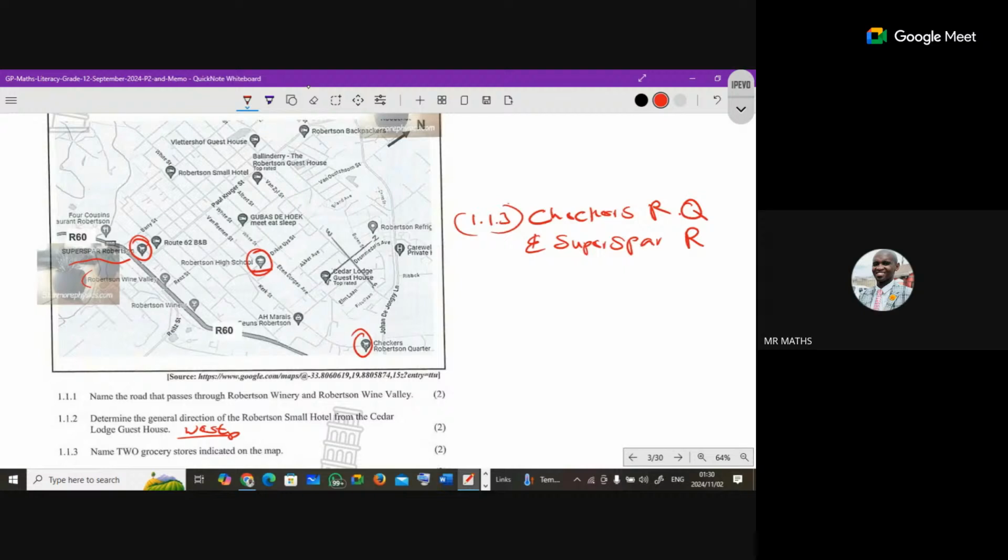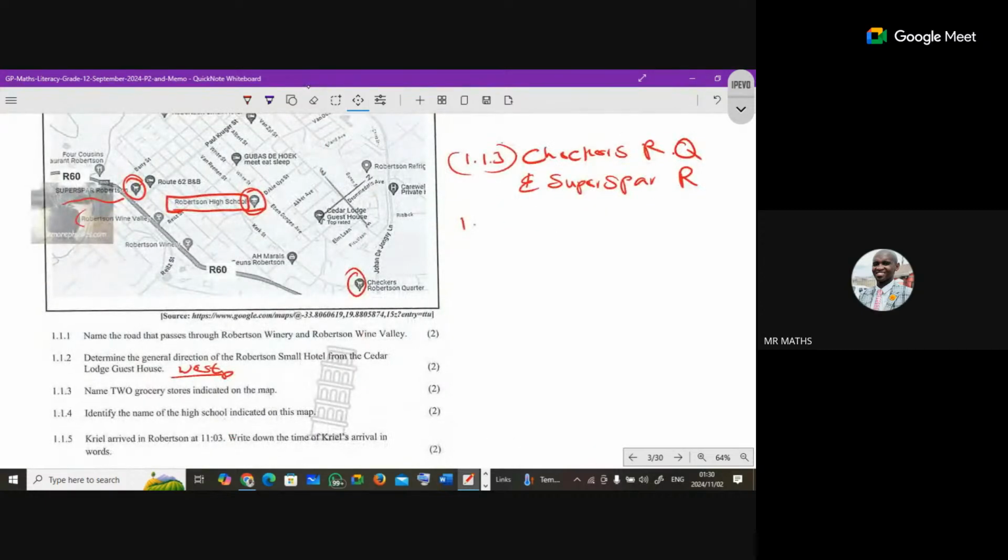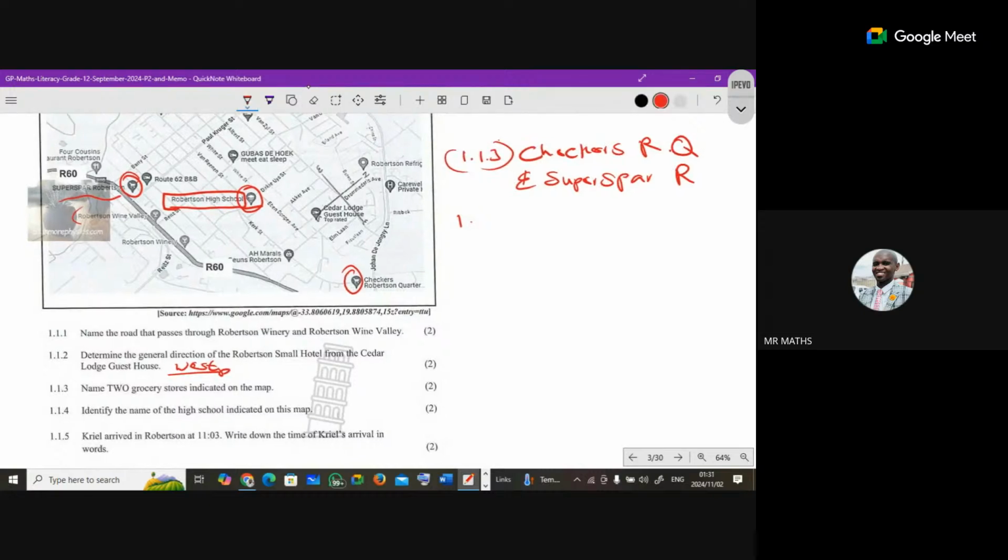Are we together? Okay. Then now, if this is a school, what is the name of the school? It's Robertson High School. So 1 point. What was it? Name 2 grocery stores. Okay, 1.1.4. So you can see this color. It's Robertson High School. You can write HS for High School, but you will write it in full.